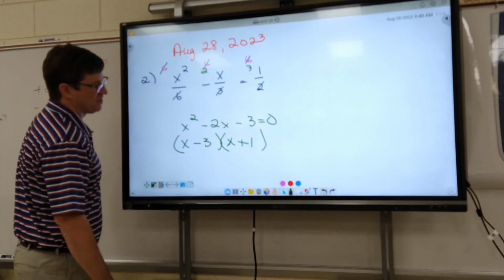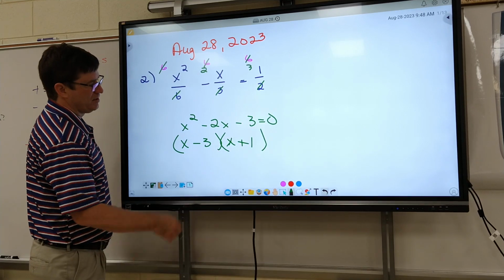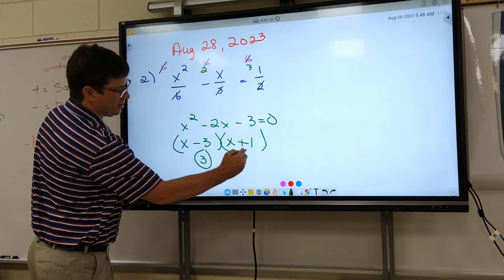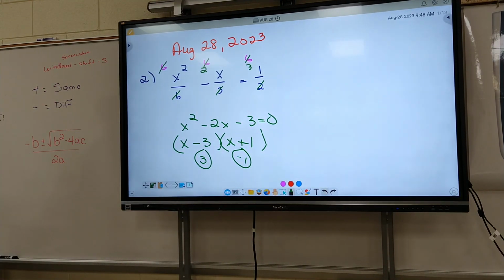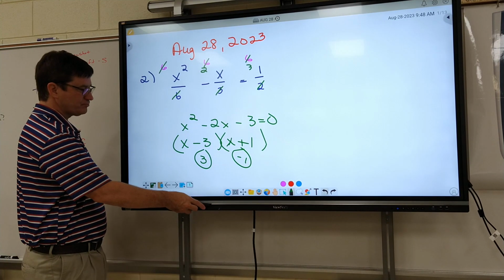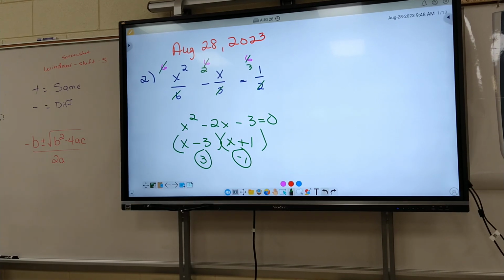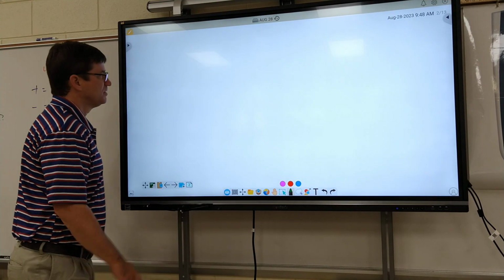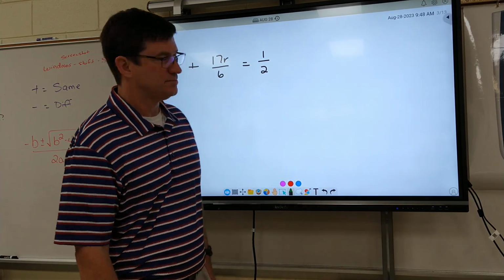All right, so if you factor this out, it's clearly 3 times 1. I got positive 3 and negative 1 for my answers. So we should be really good on the quadratic formula, or if you factor it, I factored this one. Any question? Okay. Next one we're going to do is number 3. Y'all can go ahead and do number 3 just like we did number 2. Got it? All right, let's go to number 3. I'll give y'all a chance to write it down.